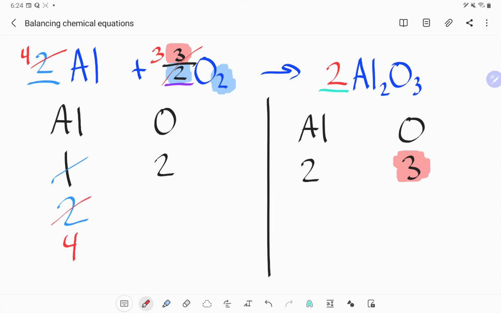We now have 4 aluminums. We now have 6 oxygens. 3 times 2 is 6. And then we now have 4 aluminums over here. And 2 times 3 is 6 oxygens.